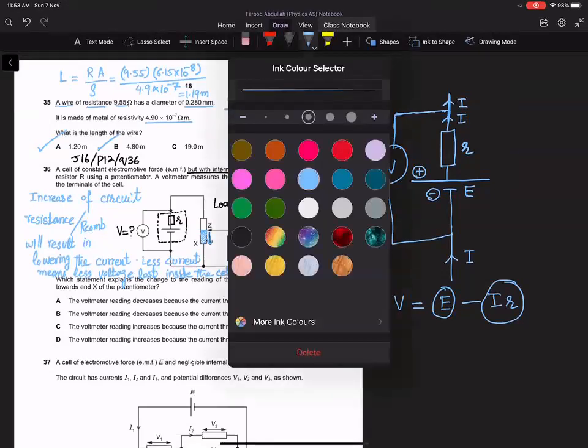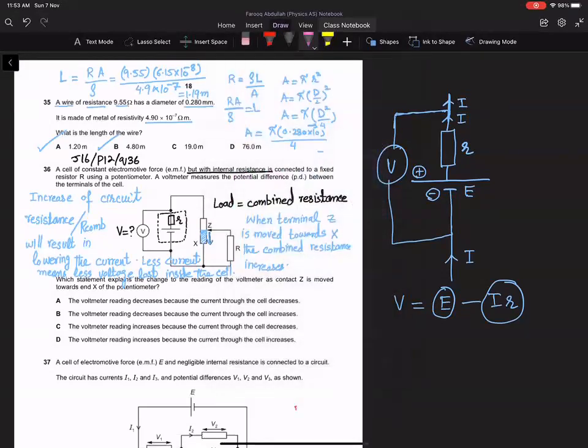Now one thing is obvious. As terminal Z is moved towards X, the load or the external circuit resistance will increase. With the increase of R, I will decrease. With the decrease of I, the lost voltage will decrease and the TPD will go on to increase.